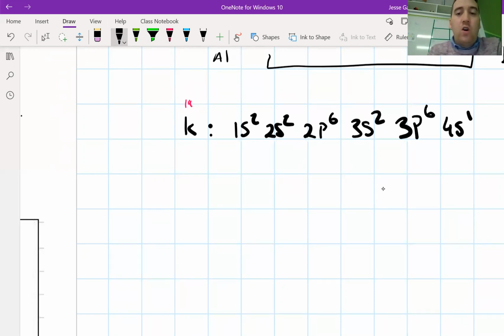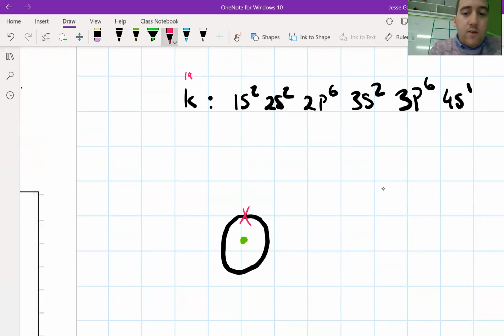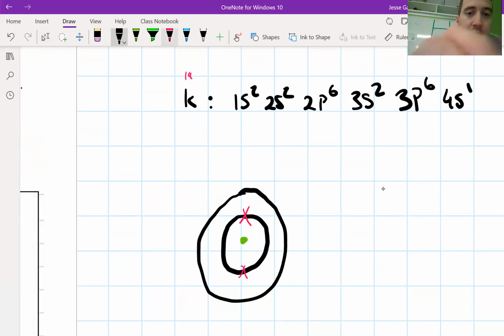And then you have to draw a Bohr atom or a Bohr model of it. So what we want to do is put the nucleus in the middle, and then we draw the energy levels as circles, and we're going to fill it in with electrons. So here's the first 2 electrons. Then we've got a second energy level, and here are the next 8. 1, 2, 3, 4, 5, 6, 7, 8. That's 10 altogether.